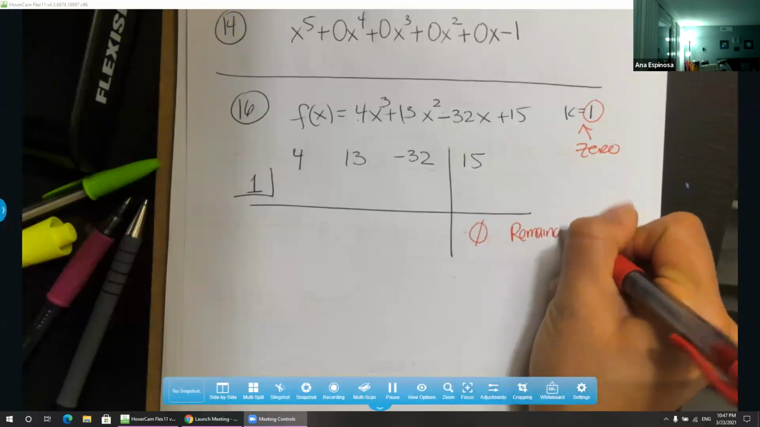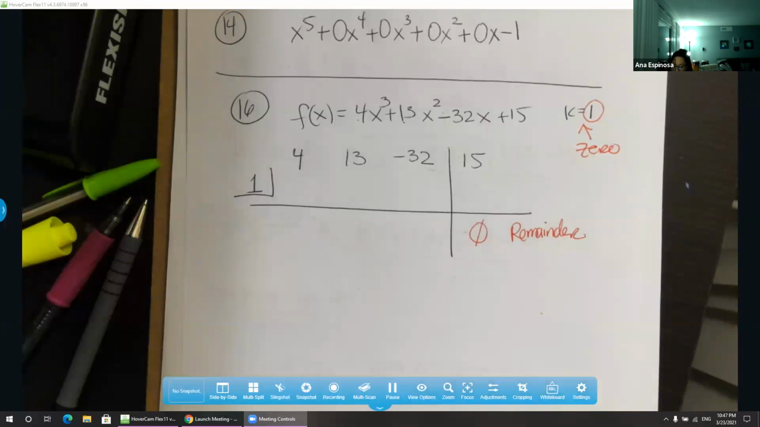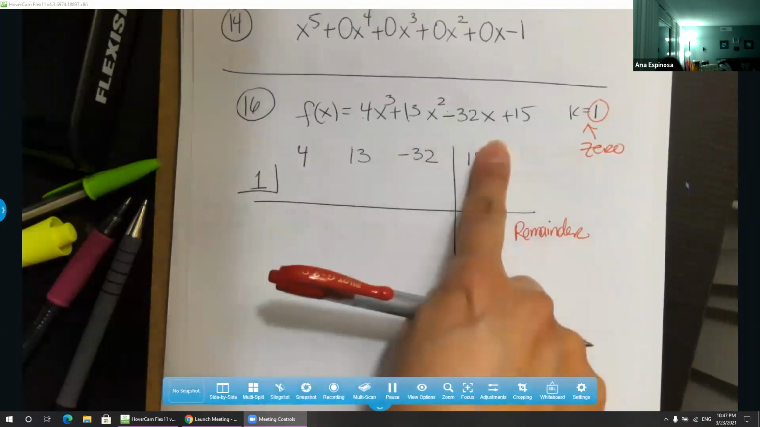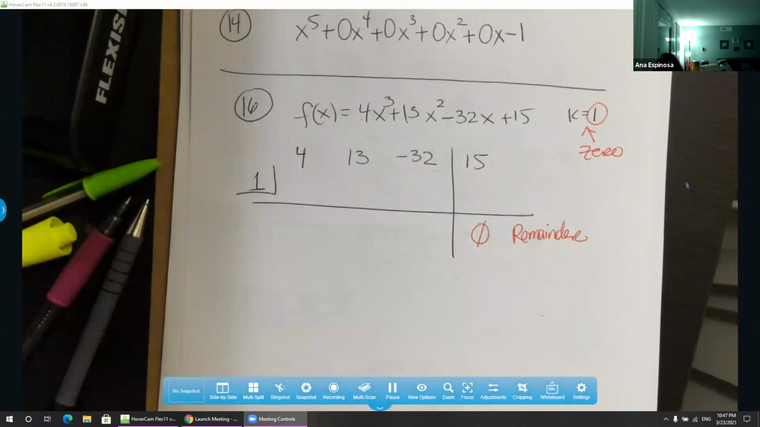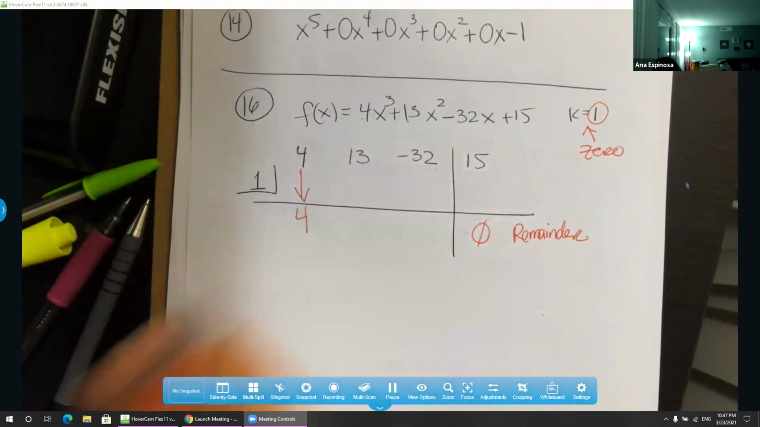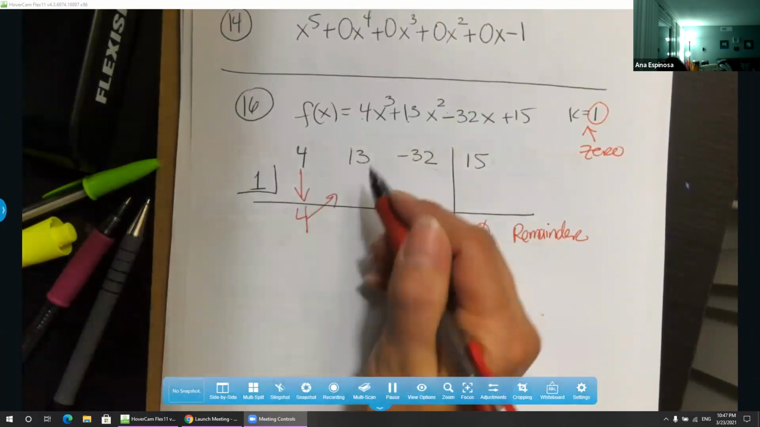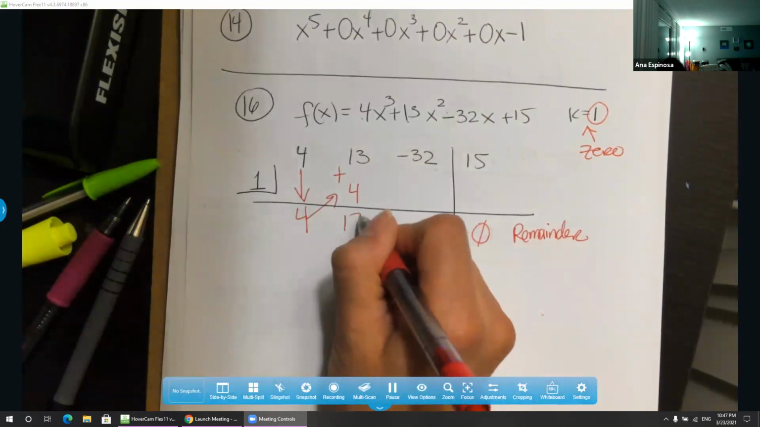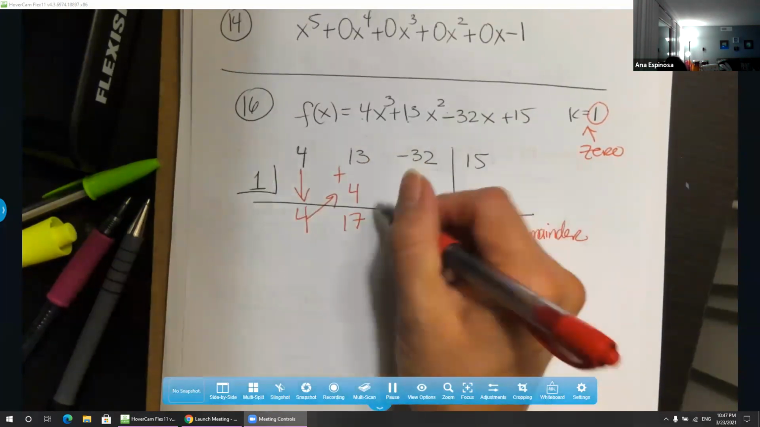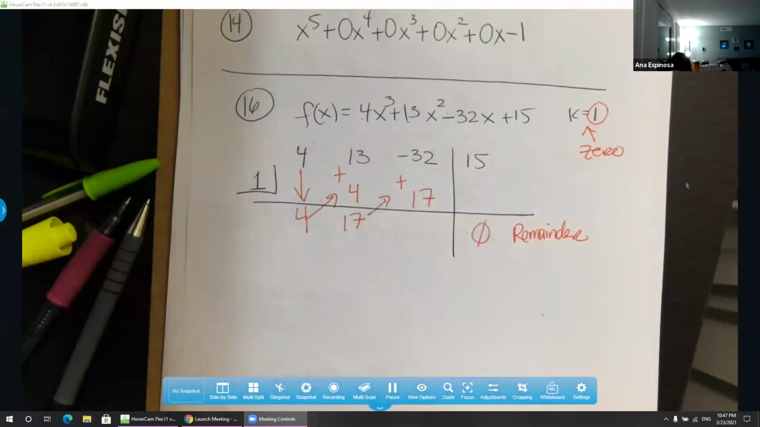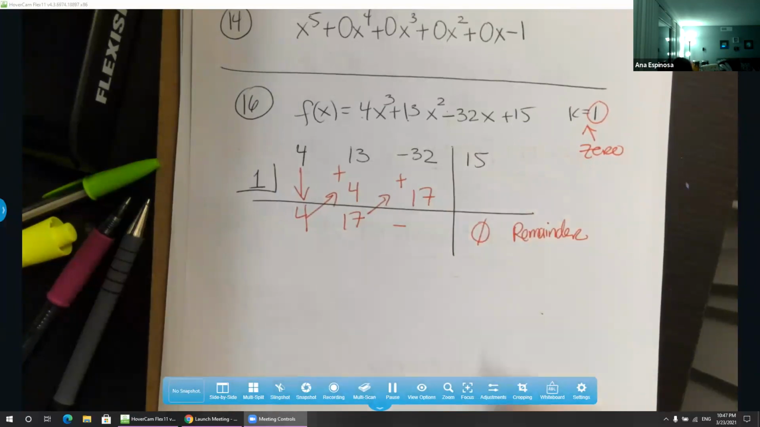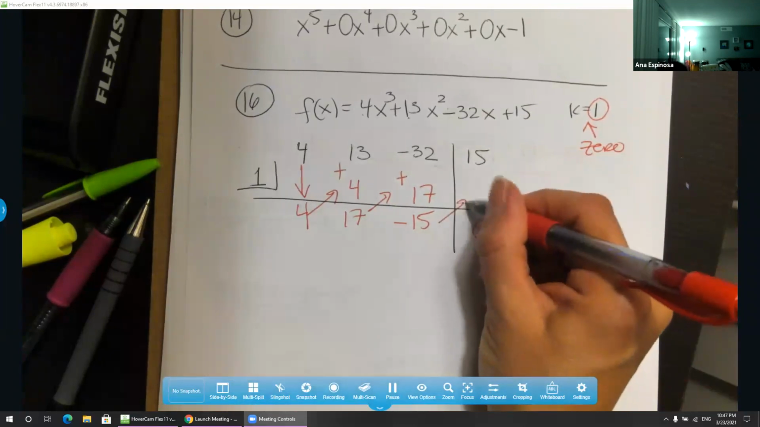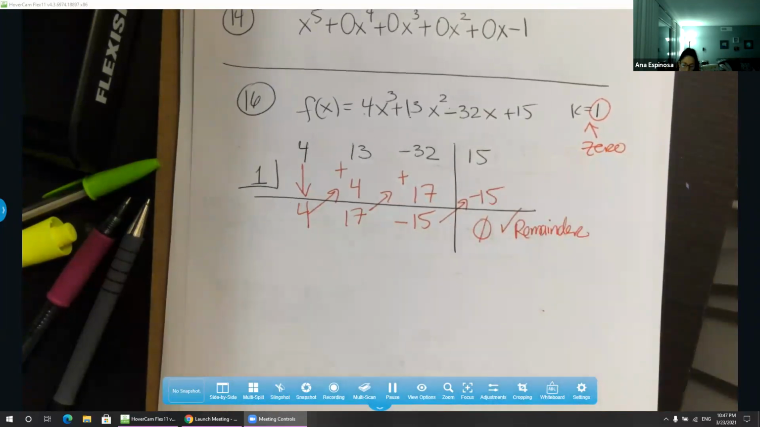So I'm already going to put a 0 in here. If I do not get a 0 after all of this, I've made a mistake. I either messed these numbers up, I'm missing one of them, something happened. All right, let's check it out. Bring this down, 4. Multiply with the box, 4. Add, 17. Multiply with the box, 17. Add, okay? And that'll be definitely a negative number, which should be 15. That when you multiply, you get a negative 15, and boom, that is a 0.